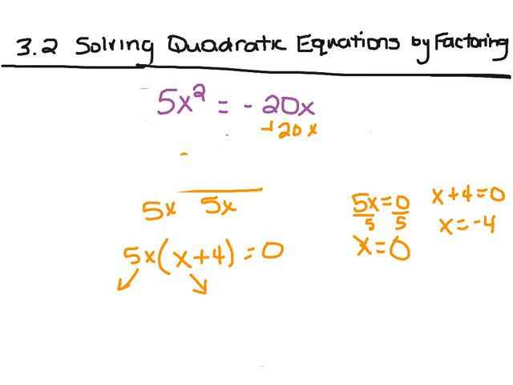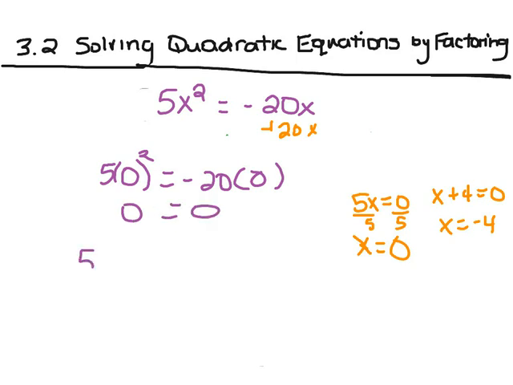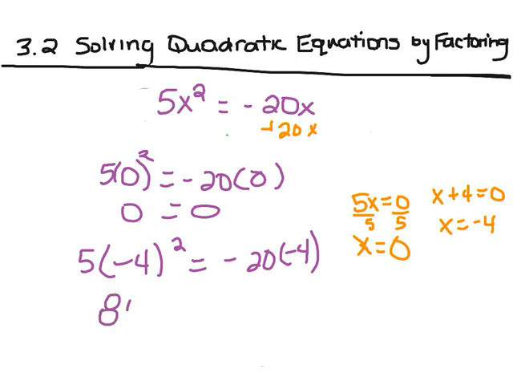So if we were to test that, we would have 5 times 0 is 0, and negative 20 times 0 is 0, so 0 equals 0. And if we had 5 times negative 4 squared, and negative 20 times negative 4, 4 squared is 16, times 5 is 80, and negative 20 times negative 4 is 80, so this one works. So it's either 0 or negative 4.